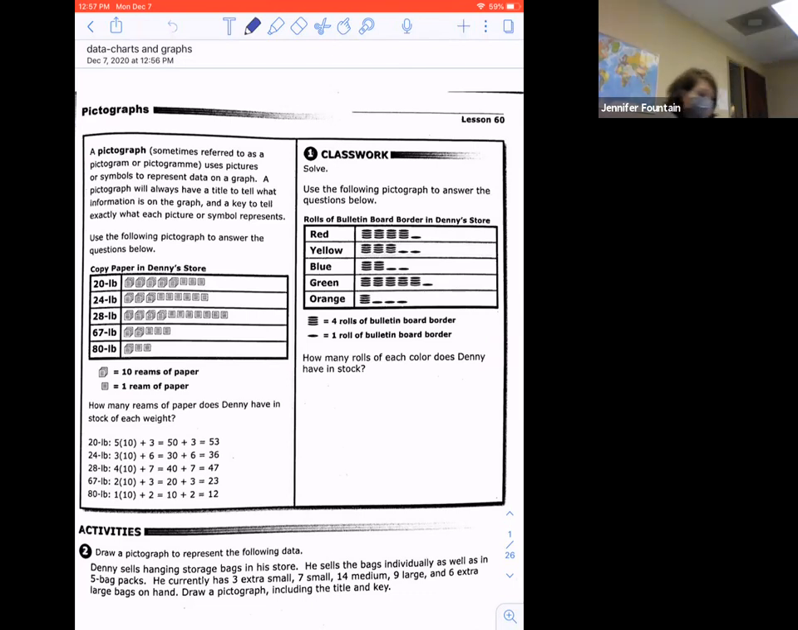All right. Basically, with our data, charts, and graphs, we can see how on page 131, we're dealing with a pictograph, okay? A pictograph, sometimes referred to as a pictogram, is spelled two different ways, with one M at the end or an MME, and it just represents data in a graph. A pictograph will always have a title to tell what each picture or symbol represents. So in the yellow box, it says to use the following pictograph to answer questions below.